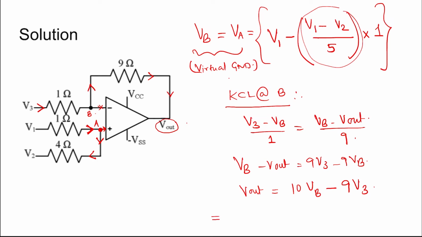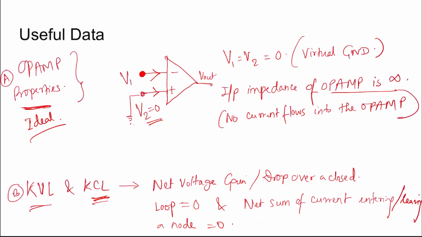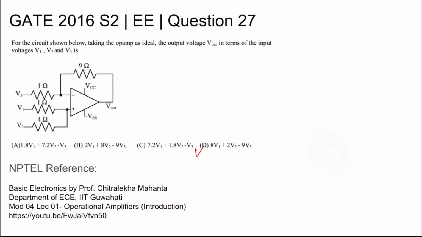Now putting the value of VB, it comes out to 10 V1 minus 2 V1 plus 2 V2 minus 9 V3, which is the value of V out, which is finally 8 V1 plus 2 V2 minus 9 V3. So this is the final answer, 8 V1 plus 2 V2 minus 9 V3. So option D is the correct option. Thank you.